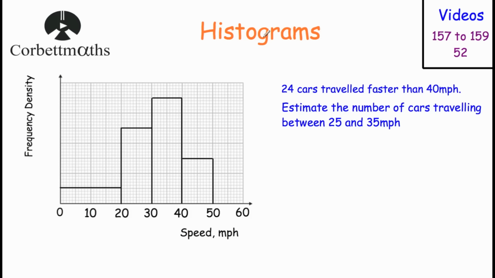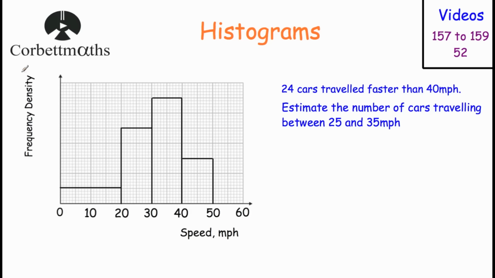Okay, let's have a look at our last histogram question. This is the hardest histogram question we've got here. And it says 24 cars traveled faster than 40 miles an hour. So we know that 24 cars traveled faster than 40 miles an hour. And it says estimate the number of cars traveling between 25 and 35 miles per hour.